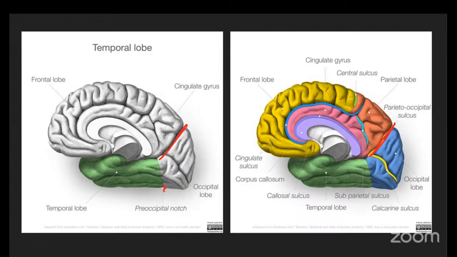This is the parieto-occipital sulcus marked in red. The preoccipital notch is also marked in red. And this is the purple line. This is where the temporal lobe ends. On the lateral surface of the brain, it's relatively harder to distinguish. On the medial surface, we can still make a clear distinction. We move on.